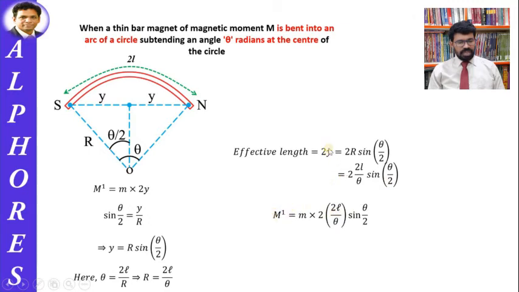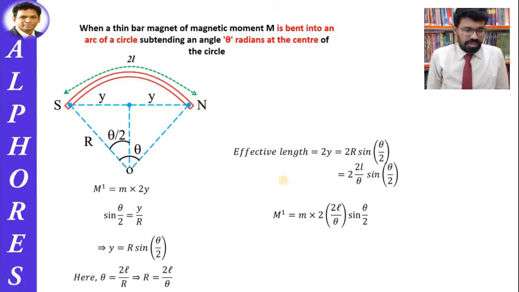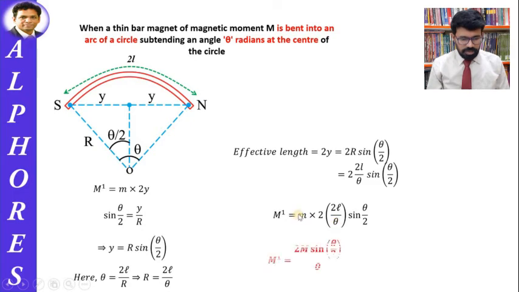So therefore m dash, replace this 2y here. What you will get? Small m into 2y. 2y is this one, right? Now, what is m into 2l? m into 2l is nothing but the magnetic dipole moment of the magnet before it was bent, isn't it? So I can replace that m into 2l with capital M.